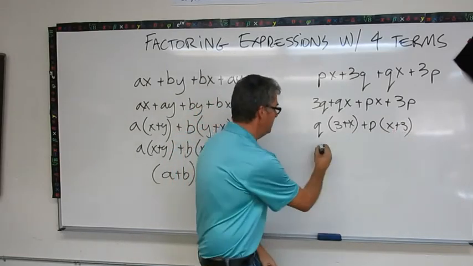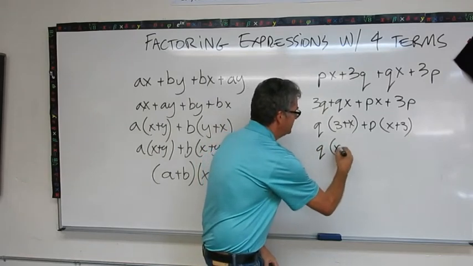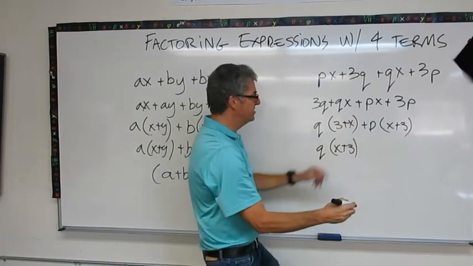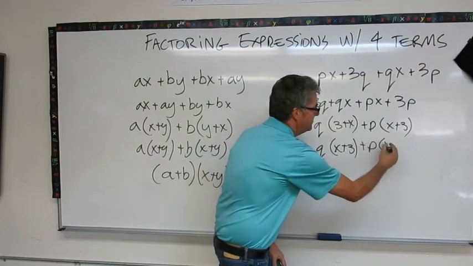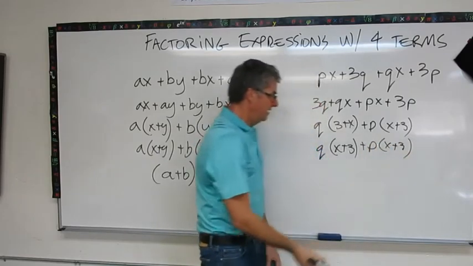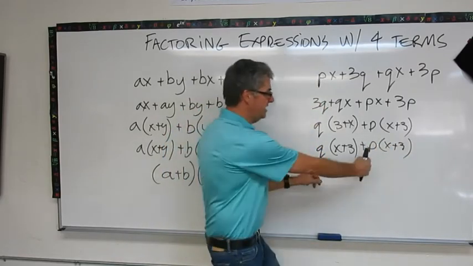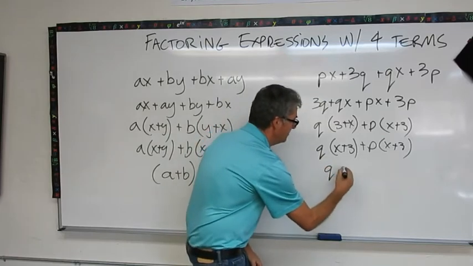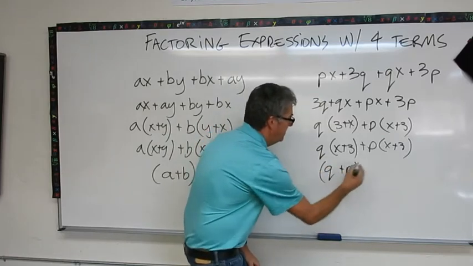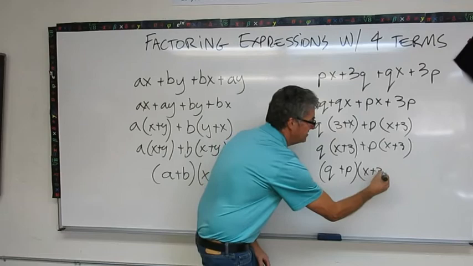We could change the order. Q times x plus 3. So I changed this one. Plus p times x plus 3. And now we're at that last step where we take these 2 terms, make one binomial, times the other one that's left.